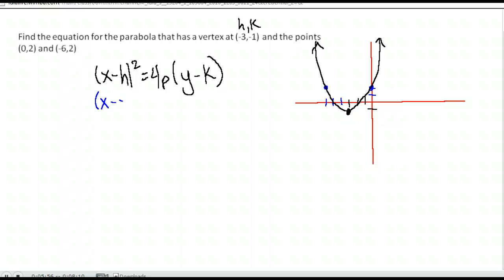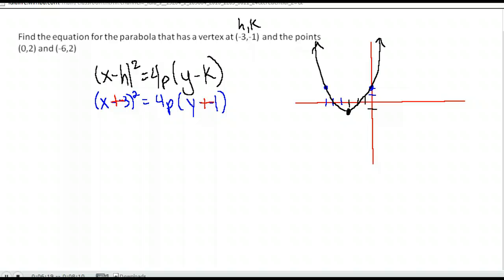So we know (x minus -3) squared equals 4p. We don't know p yet. (y minus -1). Okay, I'm going to go ahead and simplify that. Minus negative would make this +3, minus negative would make that +1.